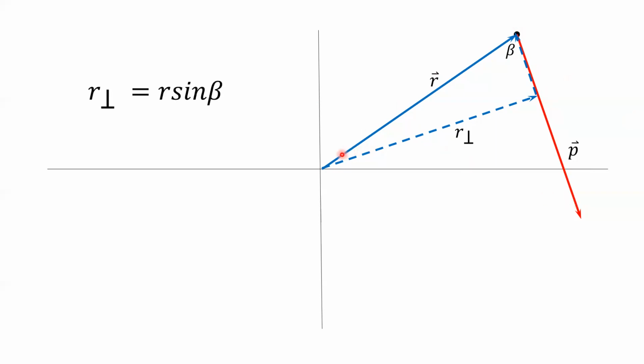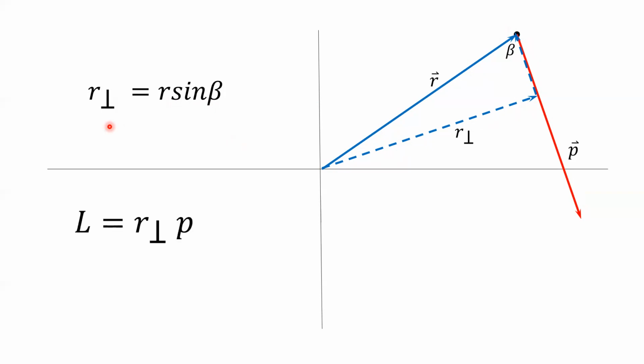Now let's look at this right triangle that I've drawn, the right triangle that comes from decomposing R into components which are perpendicular and parallel to the P vector. And the original R vector, of course, is the hypotenuse. R perp is the side opposite beta. So if you take the hypotenuse R and multiply by the sine of beta, that should be equal to R perp. R perp is the same as R sine beta.